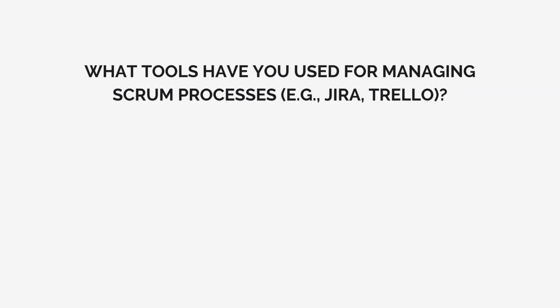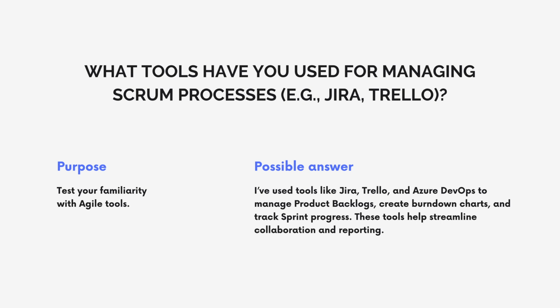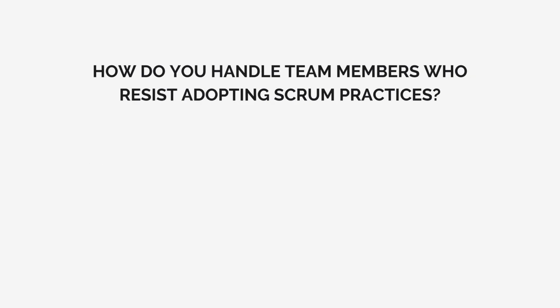Next up, what tools have you used for managing Scrum processes? Here, the interviewer wants to test your familiarity with Agile tools. So you can share the tools that you have used in your past work experience. One possible answer to this question could be that you have used tools like Jira, Trello, Azure DevOps to manage product backlogs. You also have used tools to create burn down charts and track sprint progress, and these tools help streamline collaboration and reporting.